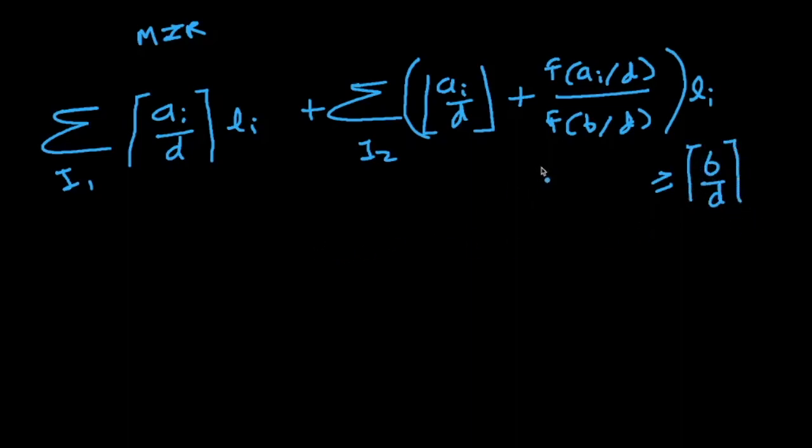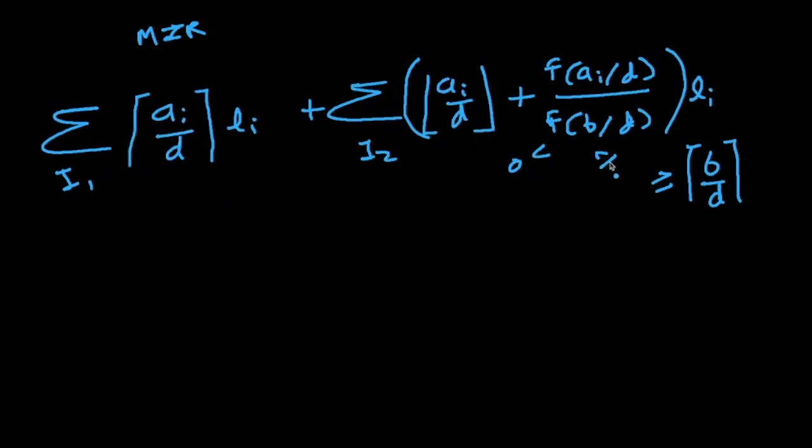Okay, so now here is the thing. When do I put something in I1 and when do I put something in I2? Mostly I'll be putting things in I1, and I'll try to compute this fraction, which is the fractional part of a_i by d divided by the fractional part of b by d. And if this fraction is strictly greater than 0 and strictly less than 1, right? So it's strictly between 0 and 1, then I'll put that in I2. Otherwise I'll keep it ceiled like this, right?